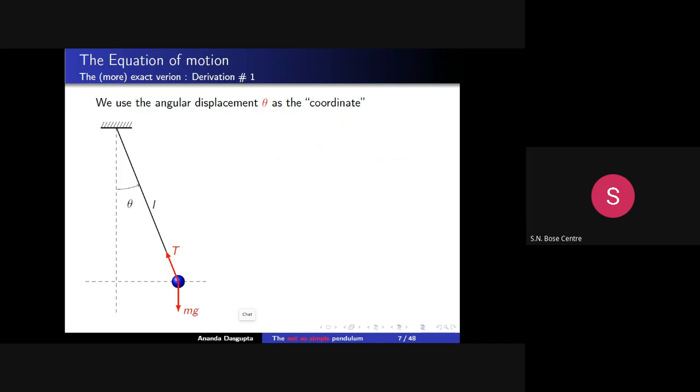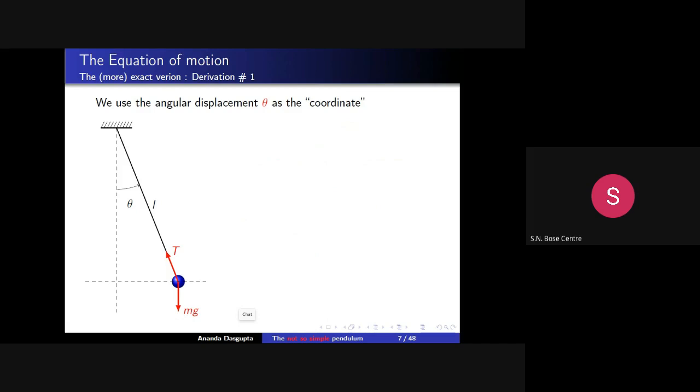Now, a more exact derivation. I'm calling this more exact and not exact because there are several physical issues that we ignore in all these derivations. Like we ignore the fact that the point of suspension may move. We ignore the fact that there is air resistance. We ignore the fact that the wire has a mass, so it's really not just a point mass at the end of a light wire. All of these, of course, can be taken into account and you can improve upon the approximation stage by stage, but we are going to stick to this approximate thing.